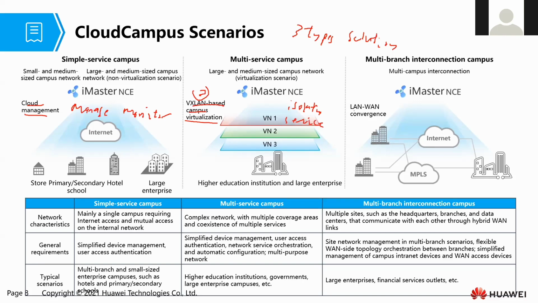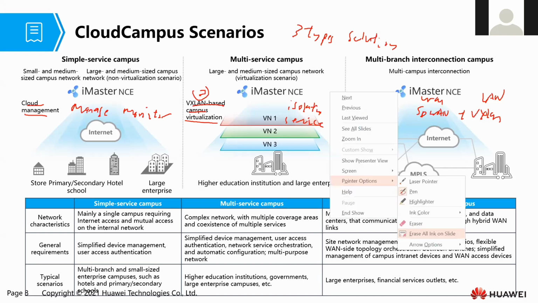And lastly, we have the LAN-WAN convergence. We have the SD-WAN combined with the VXLAN. SD-WAN for WAN and VXLAN for LAN. Basically, we have these three types of solution inside our cloud campus.